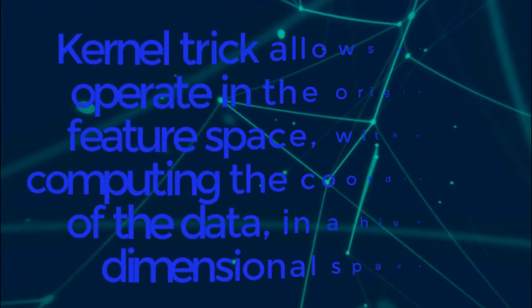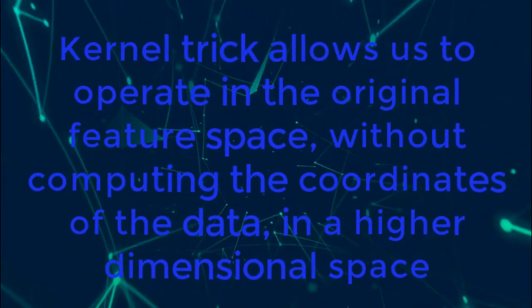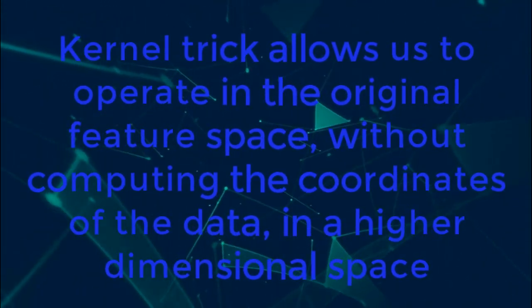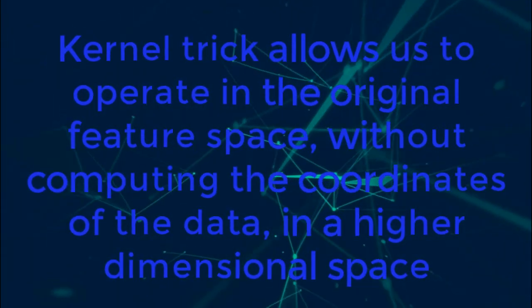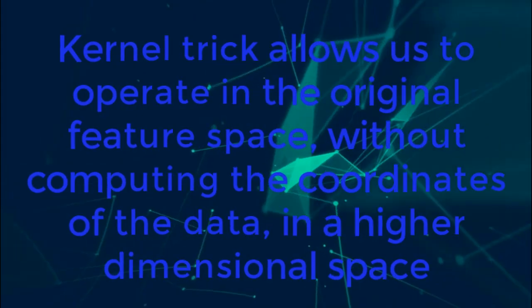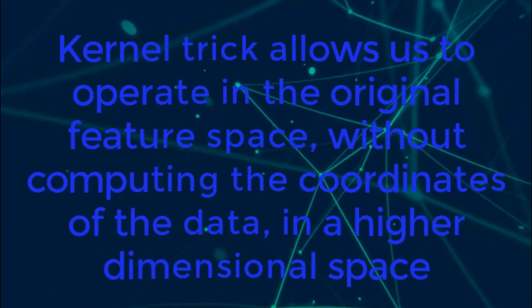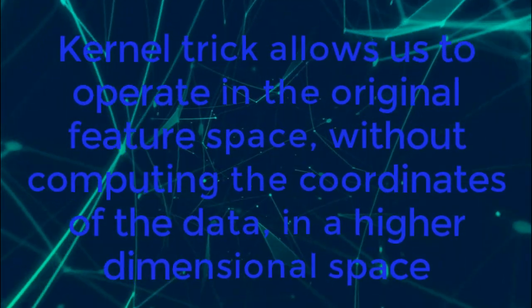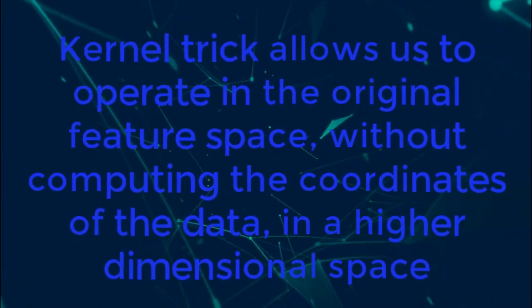Kernel trick allows us to operate in the original feature space without computing the coordinates of the data in a higher dimensional space. The kernel function can be of different types, such as linear kernel, non-linear kernel, polynomial kernel, radial basis function or RBF kernel, and sigmoid kernel. The most widely used kernel function is radial basis function or RBF kernel.